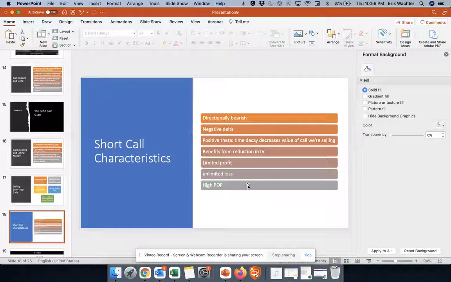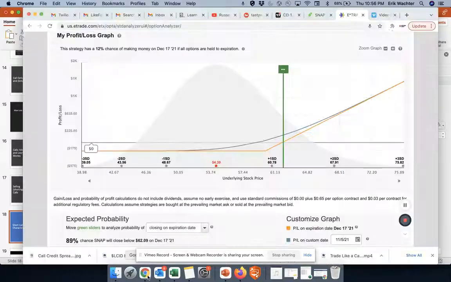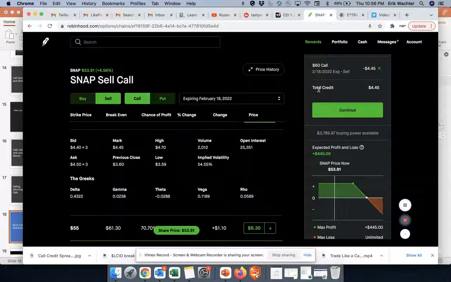We benefit from that. What's different is that a long call has unlimited profit, whereas with the short call, the only profit we can make is the credit received. Basically the call buyer gives us the credit, and we make 100% of our money as long as the option expires worthless. We keep that entire credit the option buyer gave us.